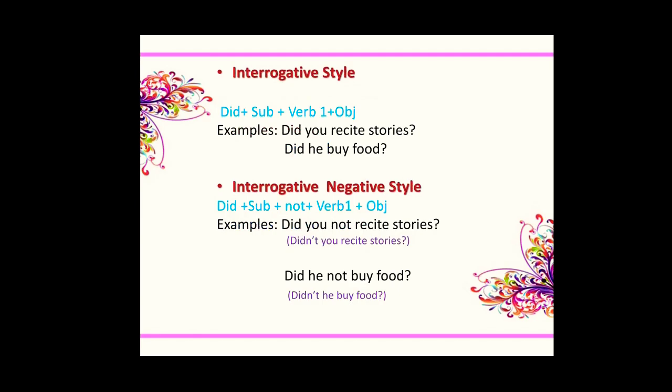Now we can see interrogative negative style also. First of all you have to use did, then the subject, then not, then the first form of the verb and object. An example could be, did you not recite stories? In another way, we can say it this way also: didn't you recite stories? These would be the same. We have one more example here: did he not buy food? Or you can say it this way also: didn't he buy food? So these were some examples of past indefinite tense.